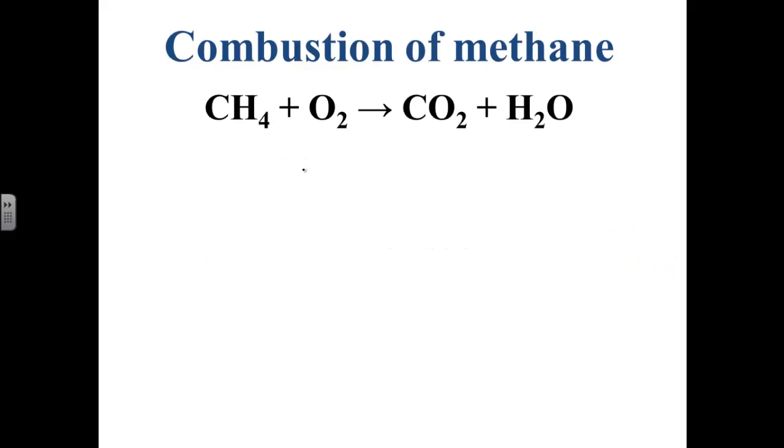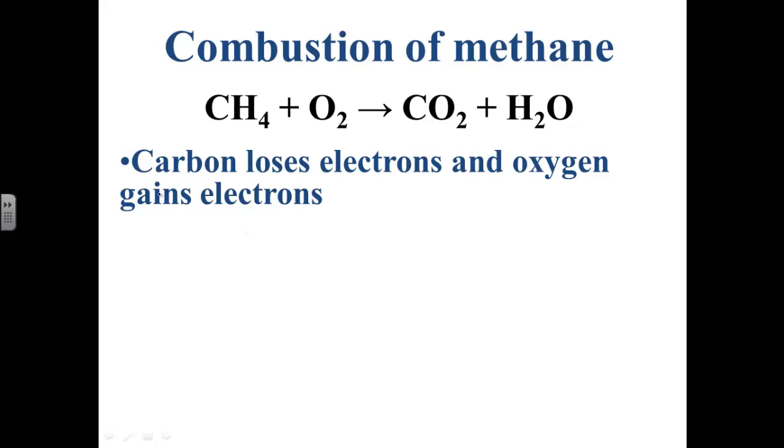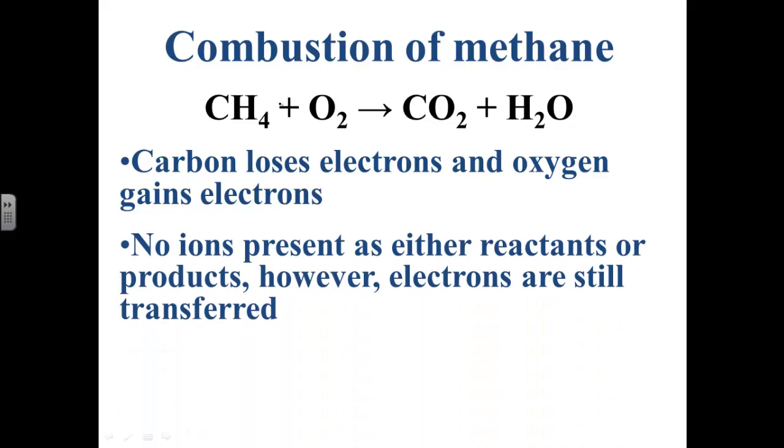If you look at the combustion of methane, just to show you where the electrons are going to go, carbon is going to lose electrons and oxygen is going to gain them. We're going to talk about oxidation numbers in just a minute. That's going to explain how that happens and how we know that it happens. But carbon loses them, and since there are no ions present as either reactants or products, electrons are still transferred.